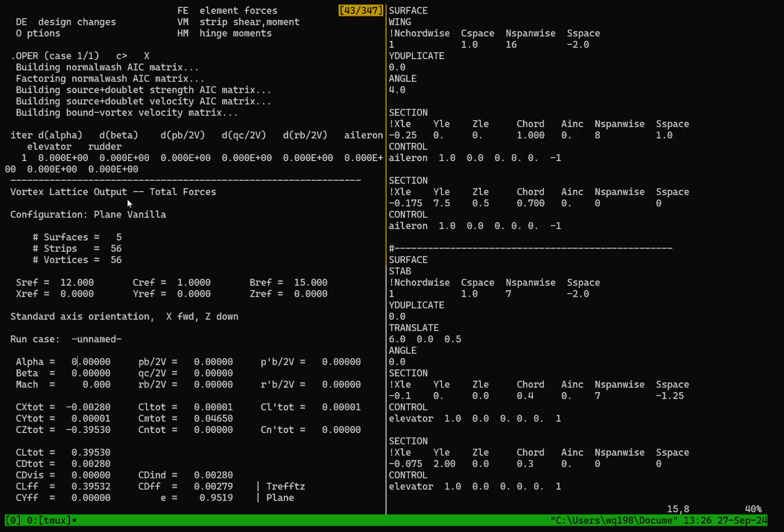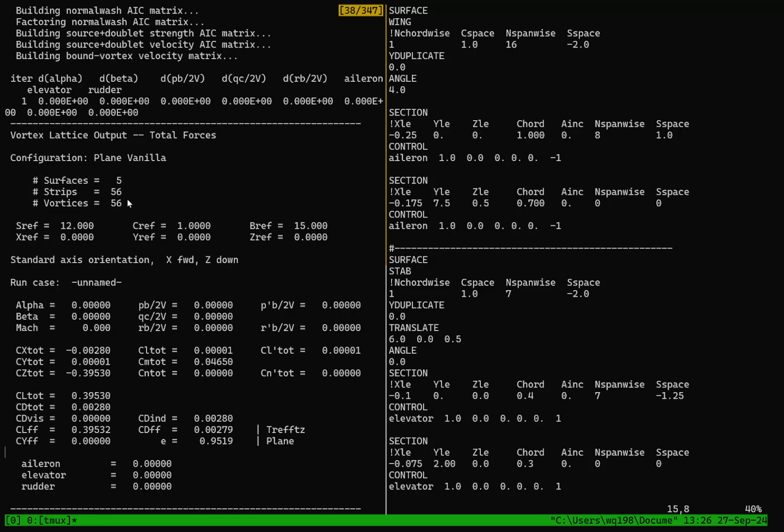So by default, it runs when alpha equals zero, beta equals zero, Mach equals zero, and all the control surface deflections are also equal to zero, right? All the aileron, elevator, rudder. Oh, there is also a rudder on the thing. So all of them are equal to zero. Okay, and the important things it computes are lift coefficient and drag coefficient. So lift coefficient is 0.4-ish, and the drag coefficient is 0.003-ish. All right, and by the way, AVL has no idea about the viscous drag. So the only drag it computes is induced drag, right? So the actual airplane, if you actually build it, would not have such a small total drag.